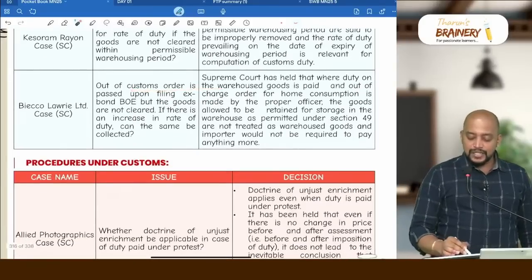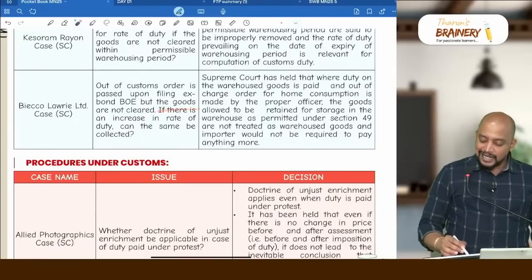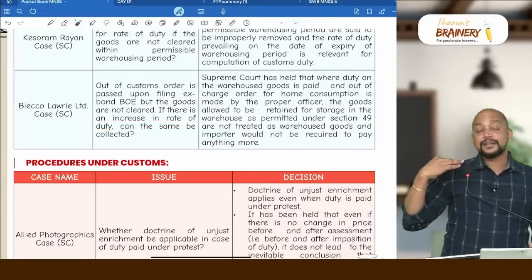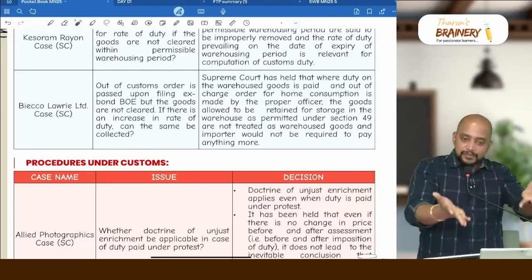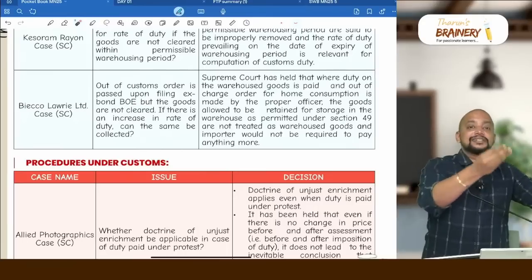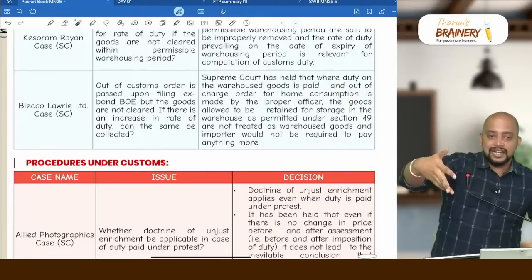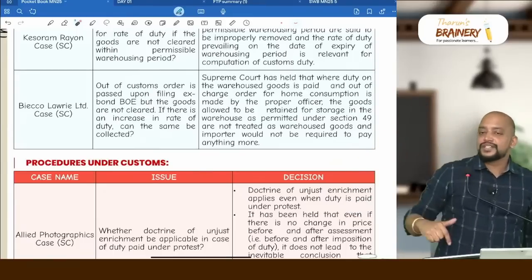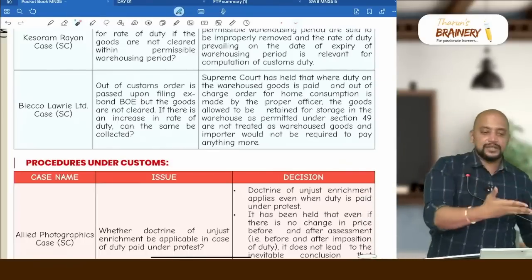Bicco Laboratories case, Supreme Court. Out of customs charge order is passed upon filing the bill of entry, but the goods are not cleared. If there is any increase in the rate of duty, can the same be collected? See here, carefully listen. Out of customs charge order is passed or not passed? Passed means, I am that importer, I filed the ex-bond bill of entry, out of customs charge order passed, I paid the customs duty, but I requested, sir, keep the goods in the warehouse and I will clear it later. So next month when I came for clearance, the customs duty on these goods had increased, and now the customs office is telling, no, you have to pay the increased duty. Already I paid, out of customs charge order they passed.